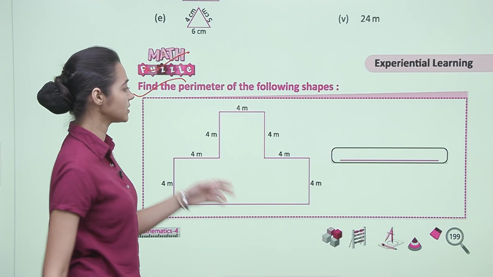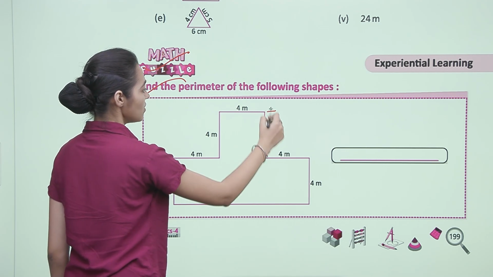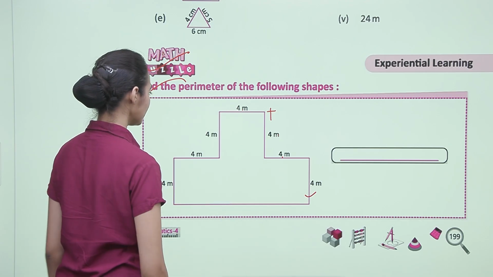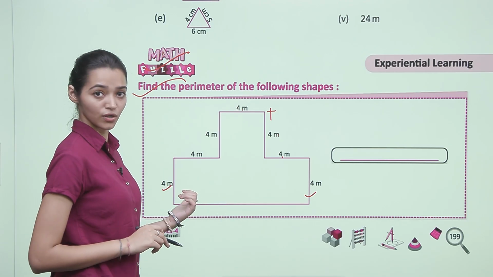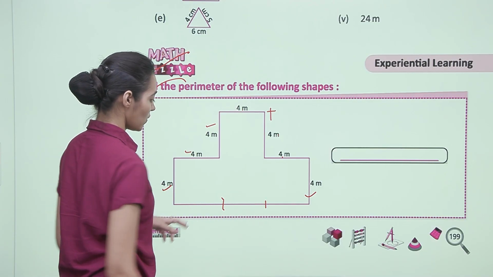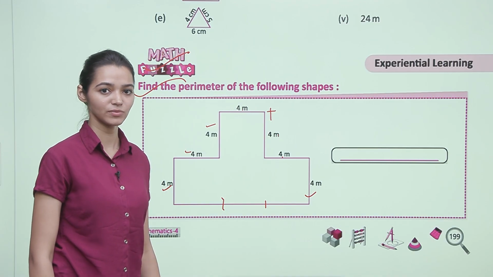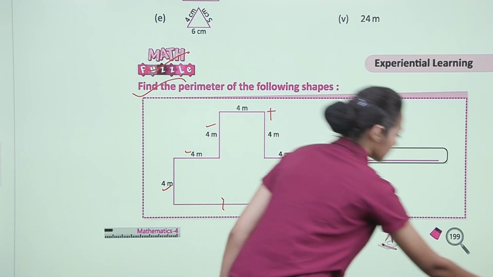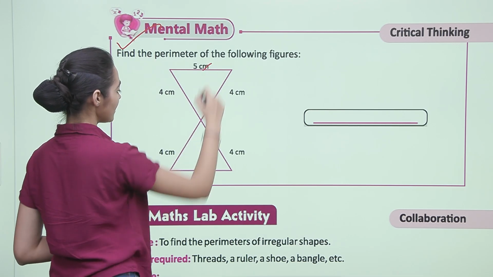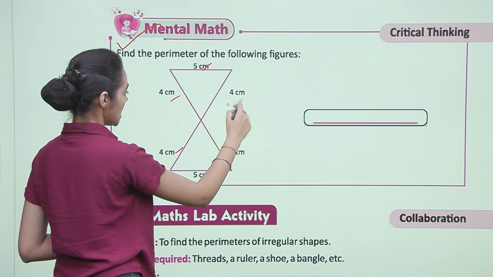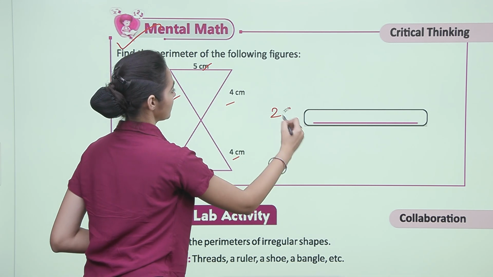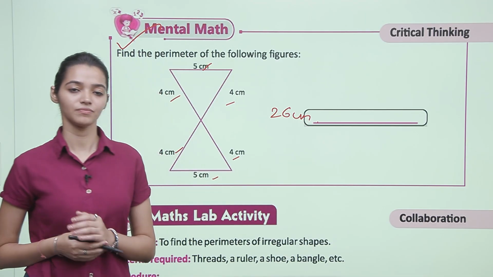Maths puzzle, we have to find the perimeter of the following shapes. So first one is 4 plus 4, 8, 12, 16, 20, 24, 28 and 28 meter is the perimeter of the following shape. Similarly, mental math, we have to find the perimeter of the following figure, that is 5 plus 5, 10, 10 plus 16, that is 26 centimeter is the perimeter of this figure.